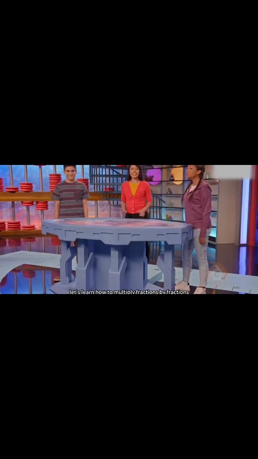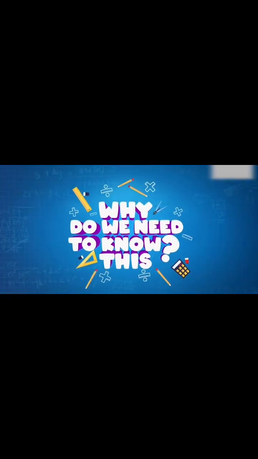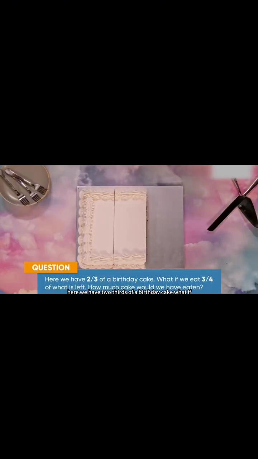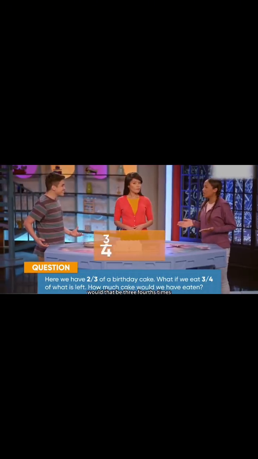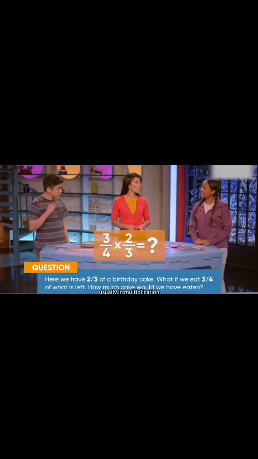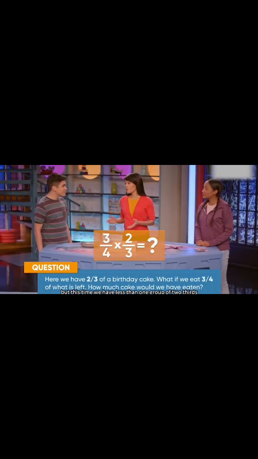Great! Now, let's learn how to multiply fractions by fractions. Here, we have 2/3 of a birthday cake. What if we eat 3/4 of what's here? How much cake would we have eaten? To figure this out, we need to find 3/4 of 2/3. So that means we need to find less than one group of 2/3. Would that be 3/4 times 2/3? Yes! Usually in multiplication, we count multiple groups, but this time, we have less than one group of 2/3.